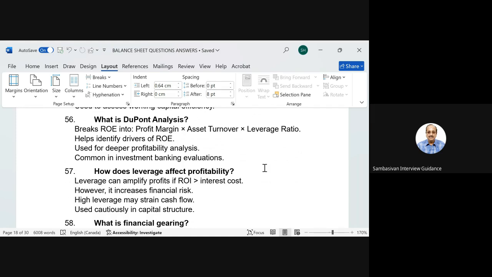This also I am reading for the first time. What is DuPont analysis? It breaks ROE into profit margin, asset turnover, and leverage ratio. It helps identify drivers of return on equity, used for deeper profitability analysis. Common in investment banking evaluations.